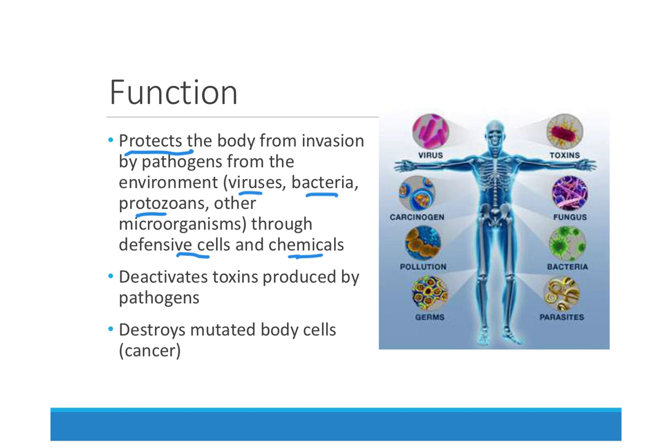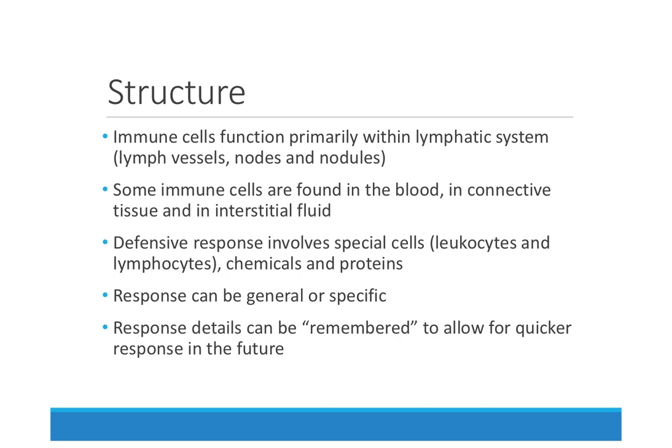The immune system also deactivates toxins that are produced by pathogens, such as bacteria, and ideally also destroys any mutated body cells, which if left alone would go on to cause cancer. The immune system itself does not have a distinct structure. It functions within the lymphatic system, which is why we talked about that first.